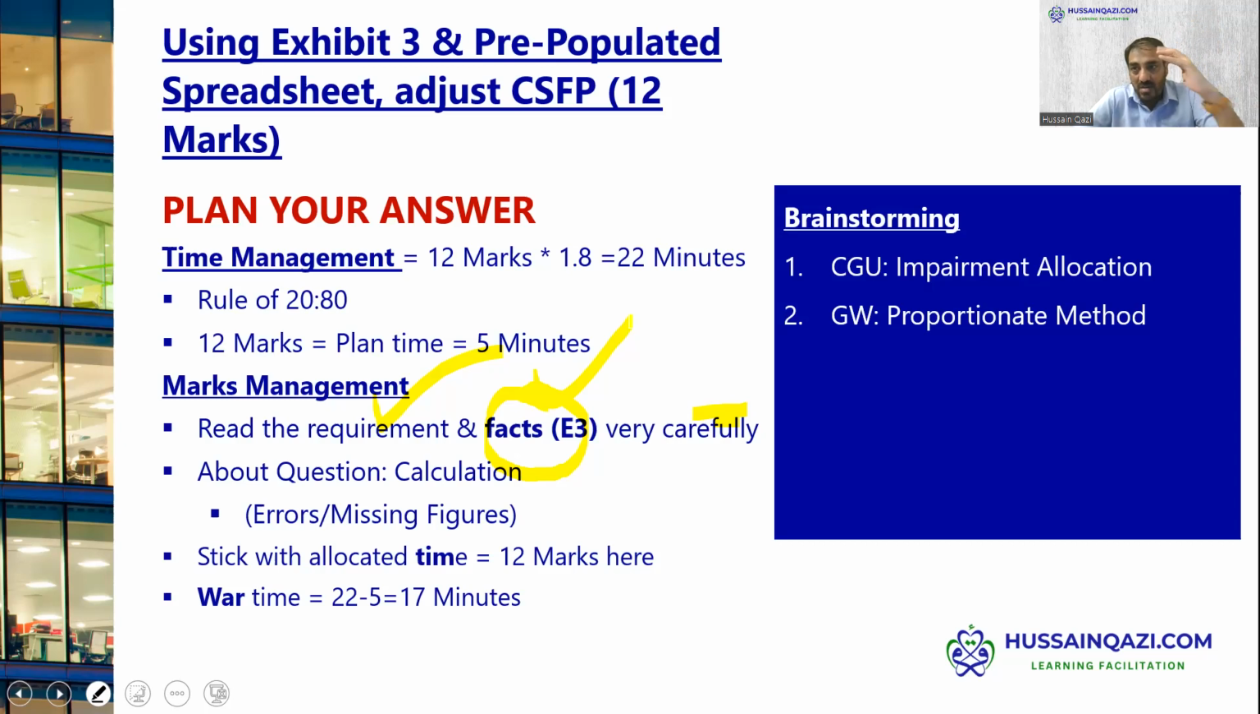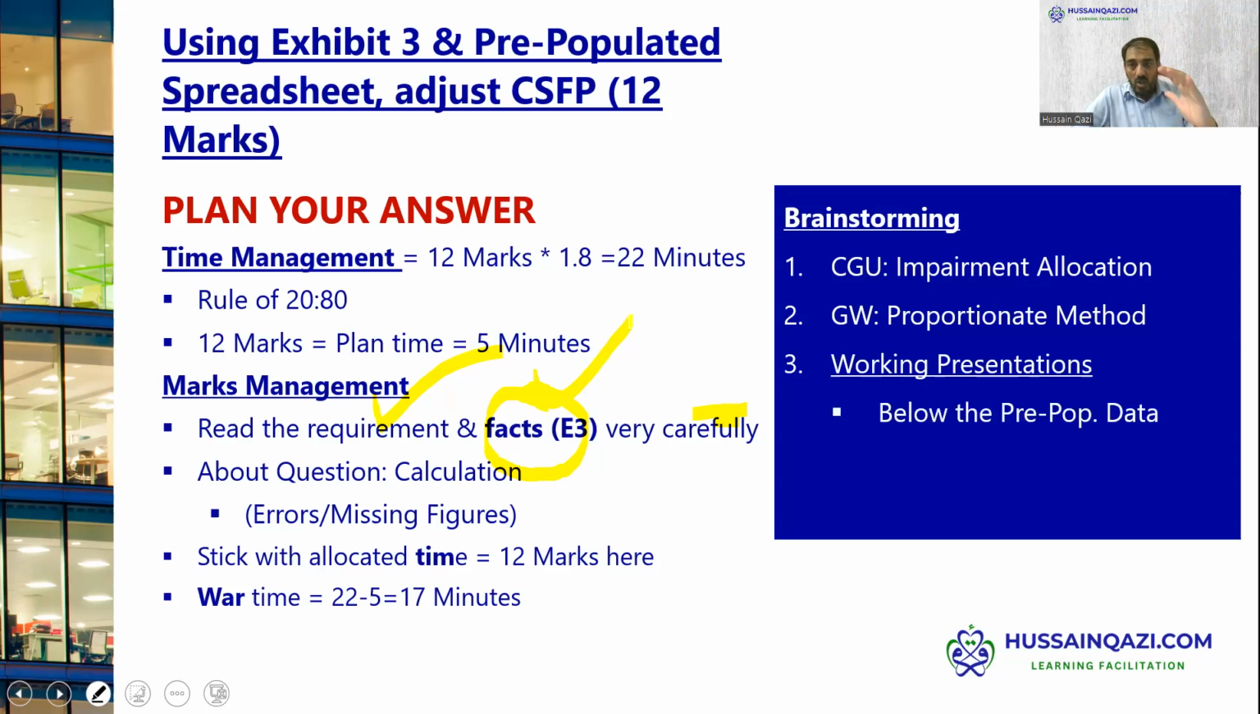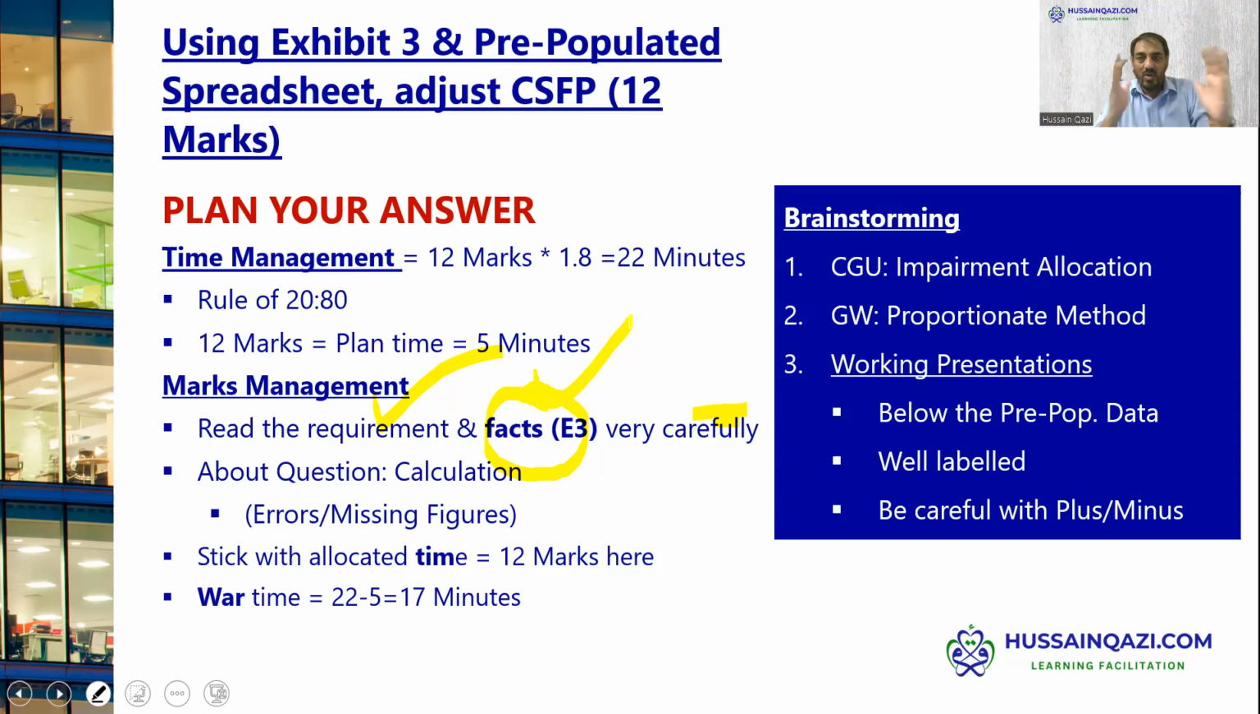That's why I must say here, before attack, make a clear plan of what you should do. Furthermore, put your working presentation below the pre-populated data, as we discussed in the first video of this series. Number two, well labeled means referenced, and be careful whenever you are correcting the adjustment, what should be the plus, what should be the minus. So this is all done about brainstorming. Now it's time to attack.